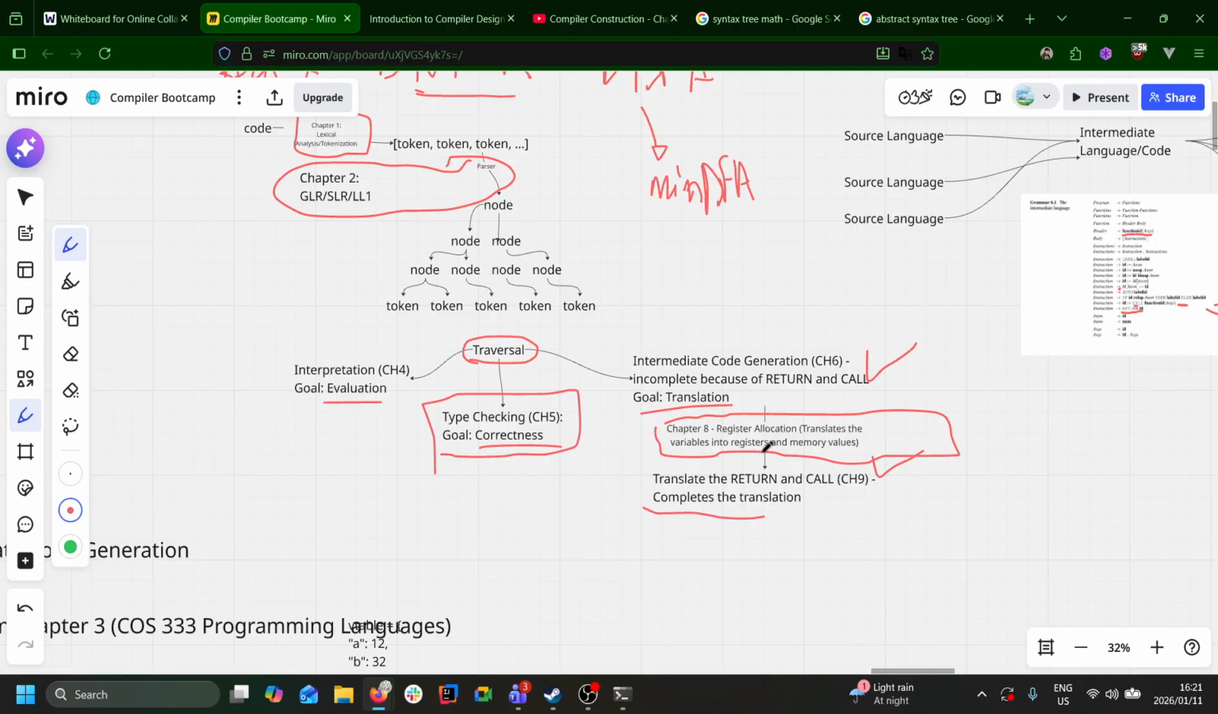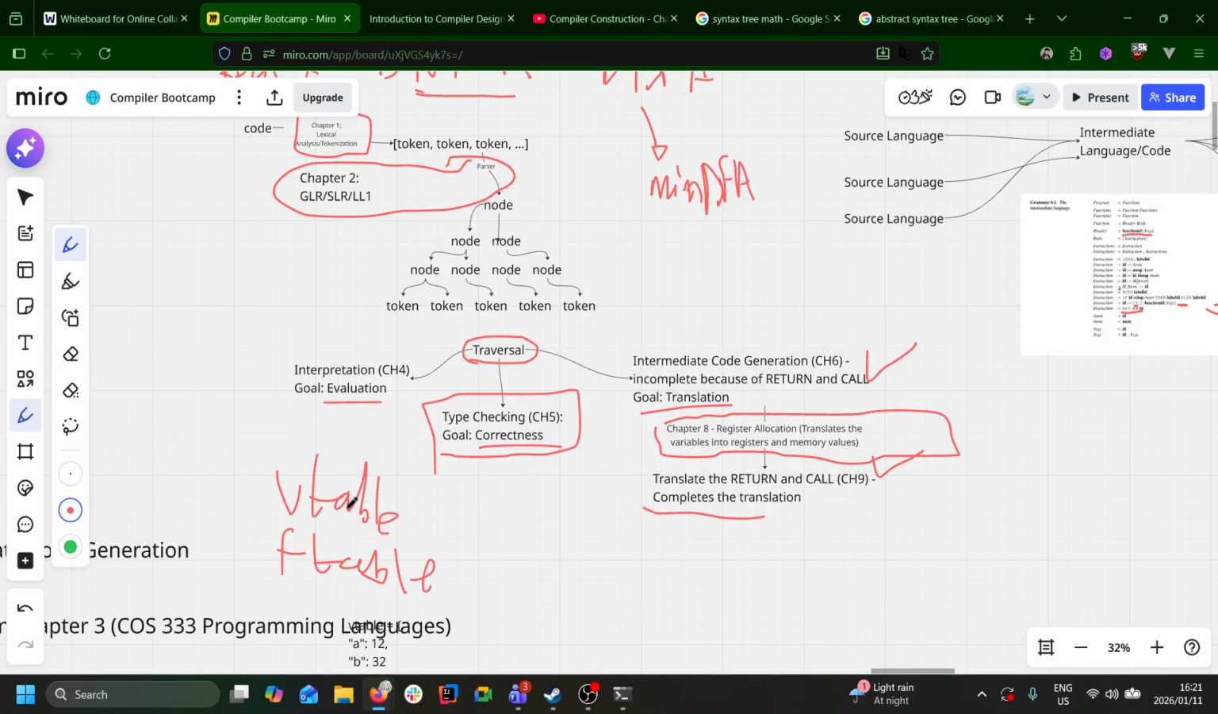And chapters 4, 5, and 6 are the same chapter. The difference is the goal: evaluation, correctness, and translation. The main differences will be the V tables and the F tables. They might have different information.